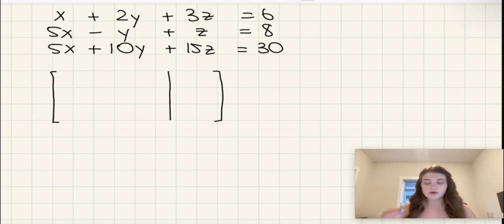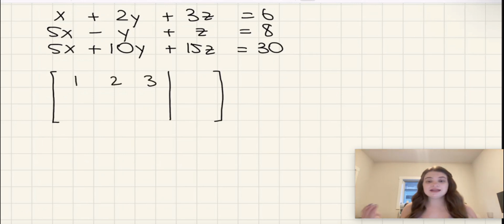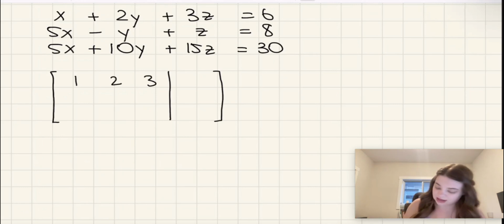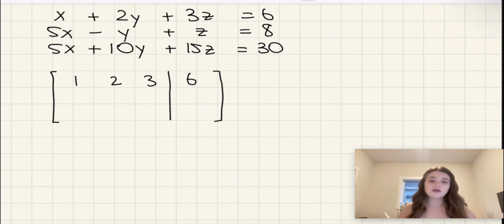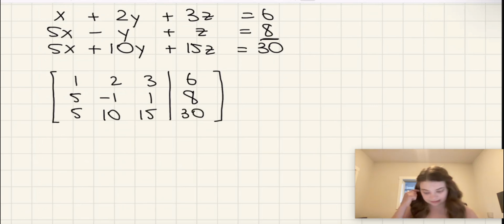So for the first row, the coefficients are 1, 2, and 3. So I'm going to write 1, 2, 3. Then we have 6 as the answer, or the constant at the end. So 6 goes here. For the second row, I'm going to put the second equation. The coefficients for that one are 5, -1, and 1. And then the answer, I erased it by mistake, but it's right here. It's 8. And then our last one is 5, 10, 15, and 30.